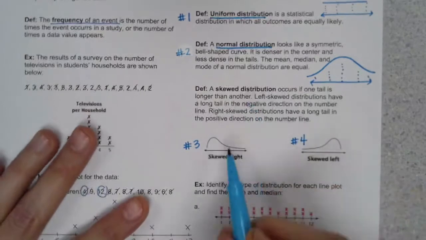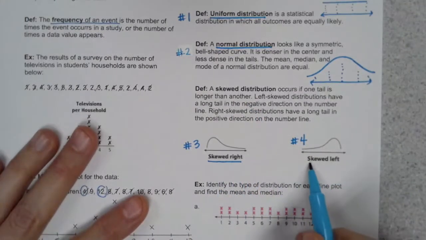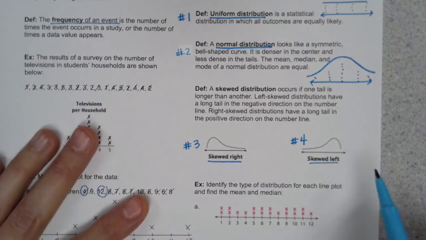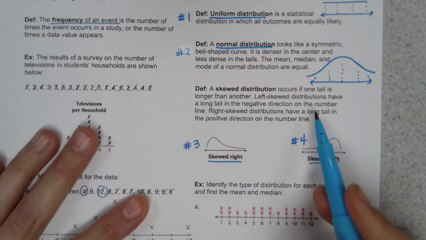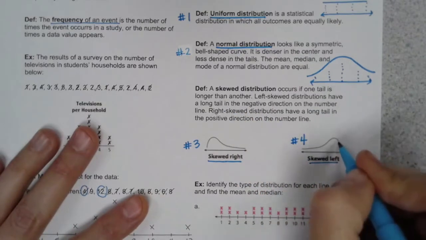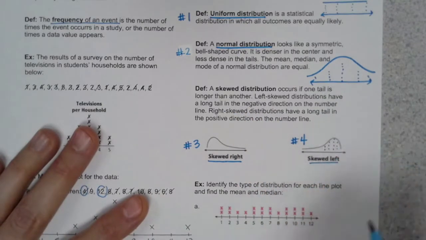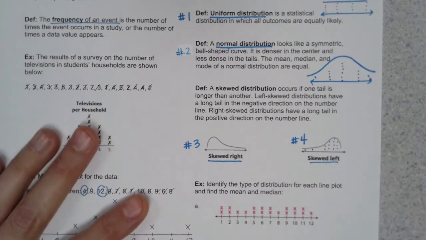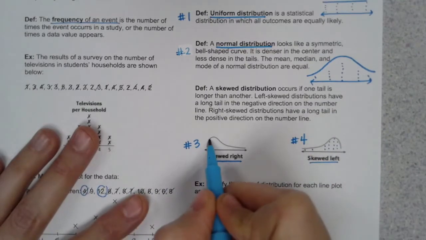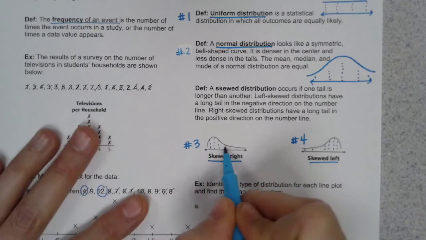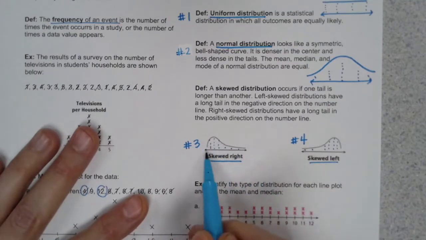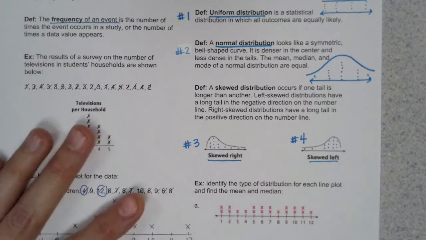And then there are 2 different types of distributions. It can be skewed to the right or it can be skewed to the left. Left skewed distributions have a long tail in the negative direction on the number line. So in a skewed left distribution, all the data are piled up here, and then it's kind of low over on the left side. And then in a skewed right distribution, it's the opposite. So the data are sort of piled up all together here, and so we'll look at examples of both of these.